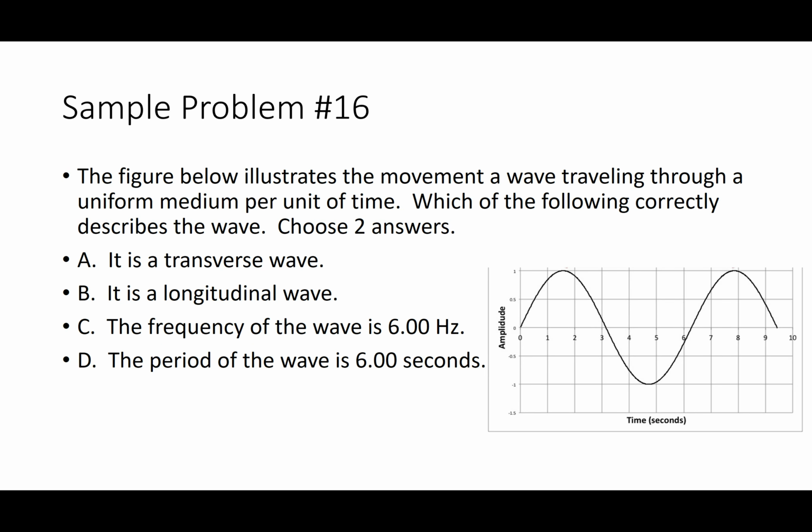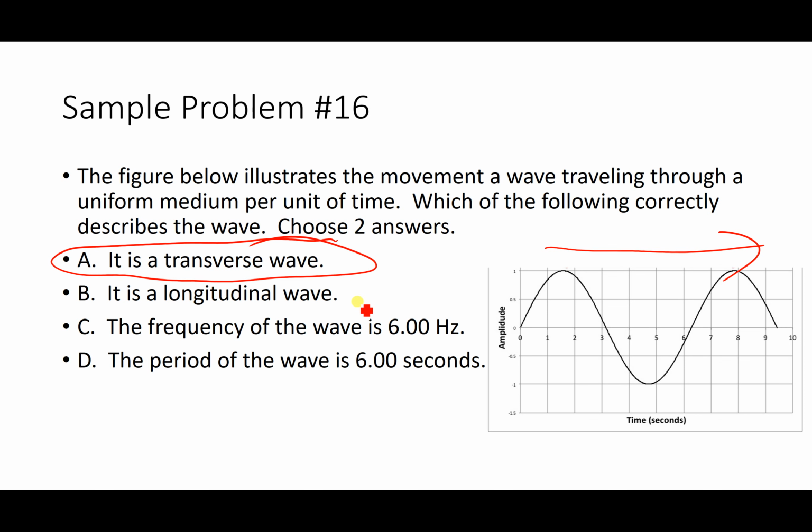All right, practice problem 16. The figure below illustrates the movement of a wave traveling through a uniform medium per unit of time. Which of the following correctly describes the wave? Choose 2 answers. All right, so we're looking at the amplitude of the wave against time. And we see that the amplitude is vibrating up and down, and the wave is moving this way. So that tells us, because the vibrations are perpendicular to the movement of the energy, it's a transverse wave. So A looks good.